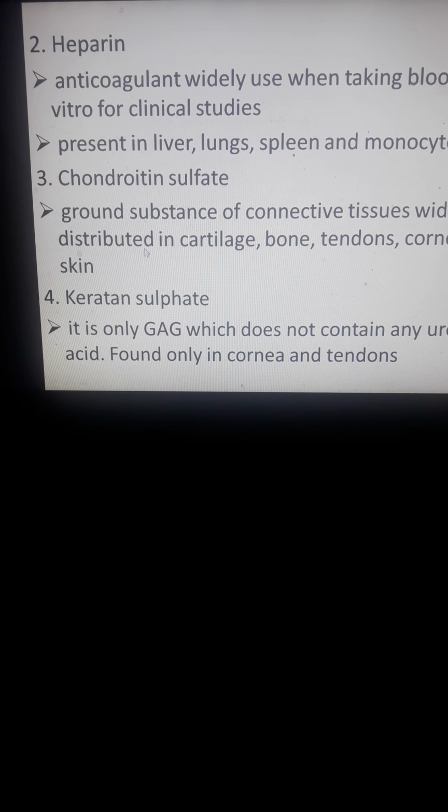Chondroitin sulfate is the ground substance of connective tissues, usually distributed in cartilages, bones, tendons, cornea, and even the skin. Keratan sulfate is a GAG or glycosaminoglycan which does not contain uronic acid but is found only in cornea and tendons.